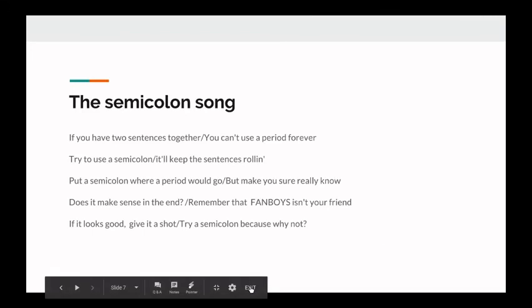So hopefully now you know semicolons a little bit better, because now I know. I certainly do.